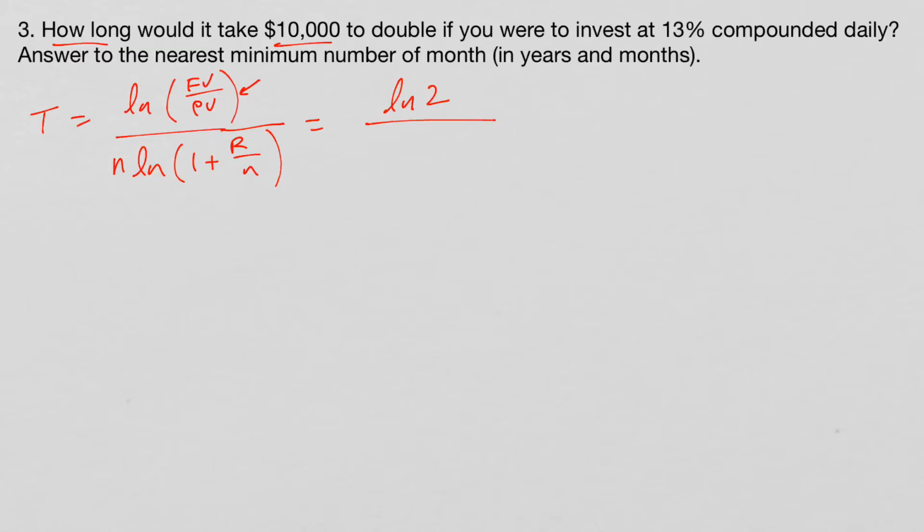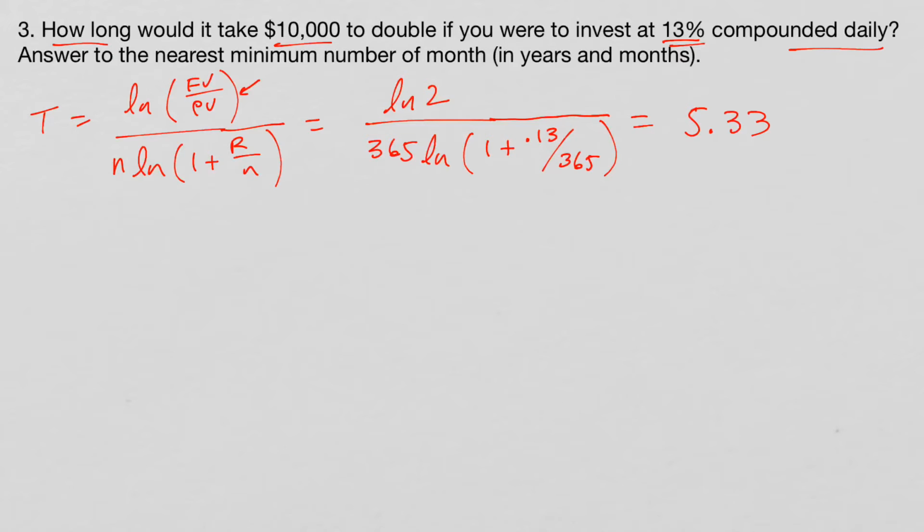Okay. Over, we're compounding daily. So this is going to be 365 log of 1 plus, our rate is 13%. And again, we're dividing by 365. Okay. So this is going to come out to, remember, I would hit math, left arrow, enter to create a stacked fraction. Okay, I got 5.33-ish. Okay, now this means 5 years and 0.3 years.